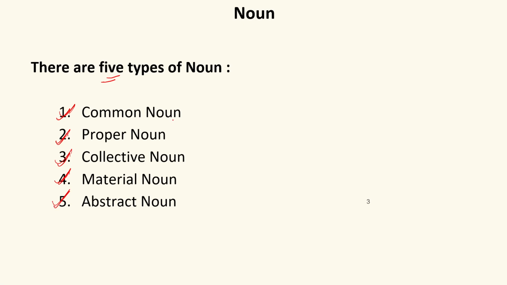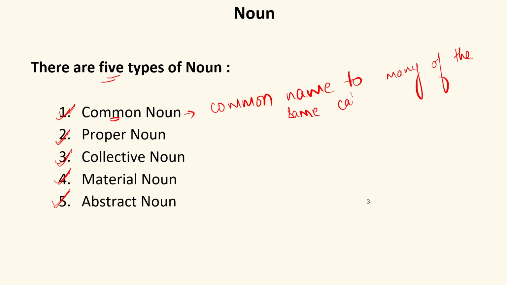So first, we'll read what are common nouns. As you can see the word written over here, that is common. So it is a common name given to many of the same category. For example, if I say boy, I say boy for any boy. I can use the word boy for any boy.